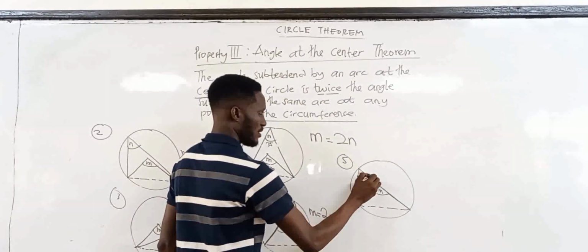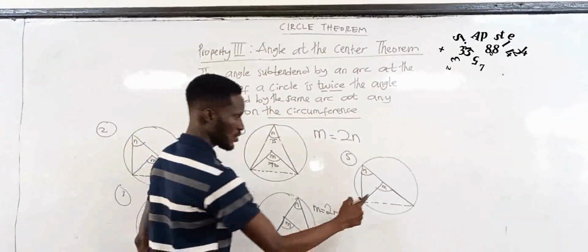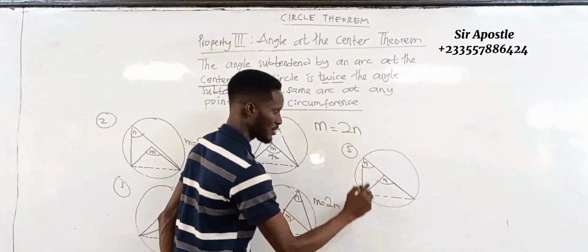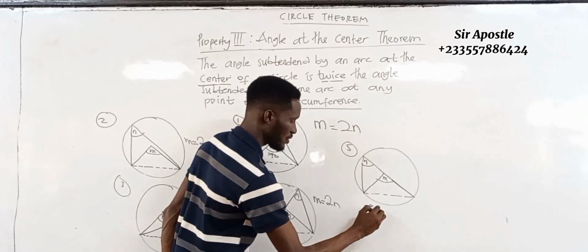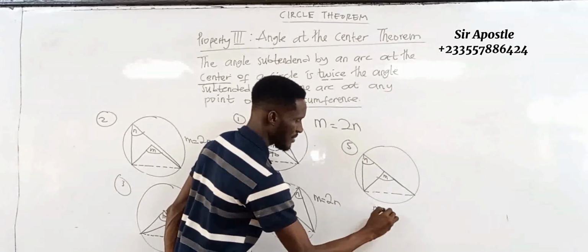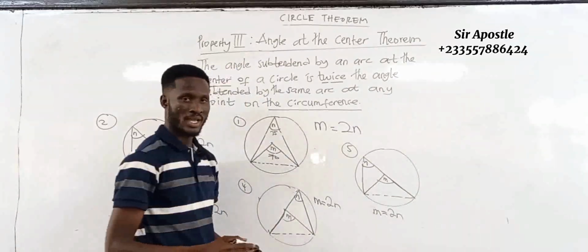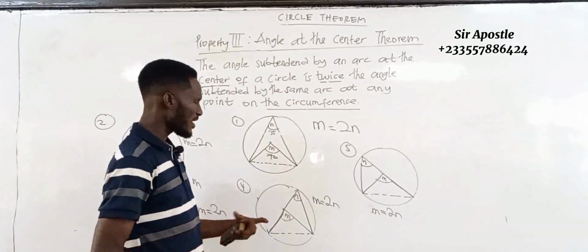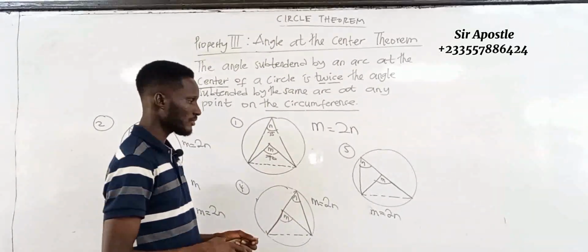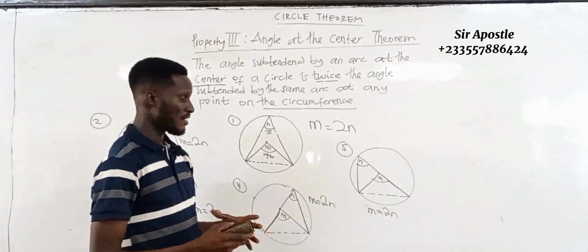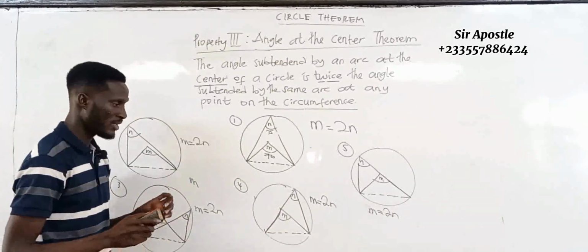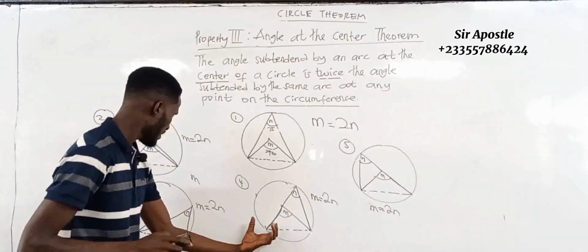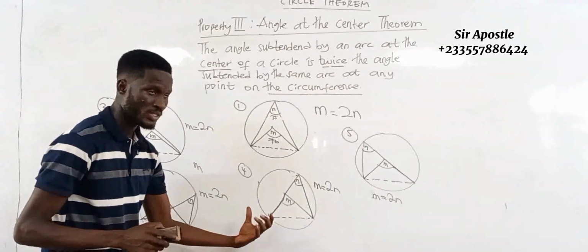So here, which means the same thing, right? So at the center and at the circumference, we have M is the same as 2n. Now we can also take this one in so many ways. I think these diagrams are okay. They are all okay. Now let's look at this. Let me add more explanation to this one.